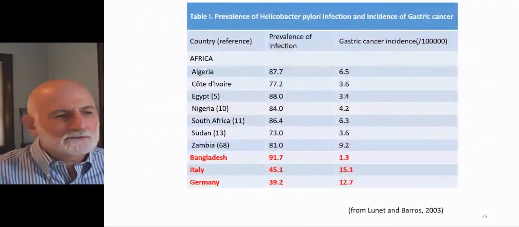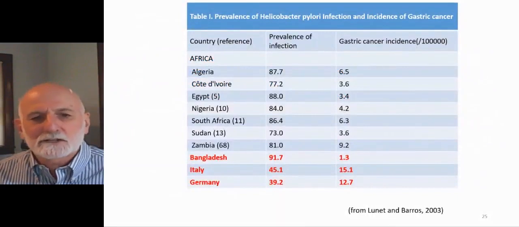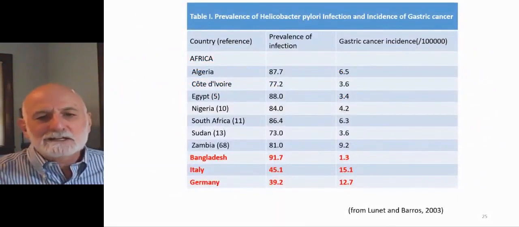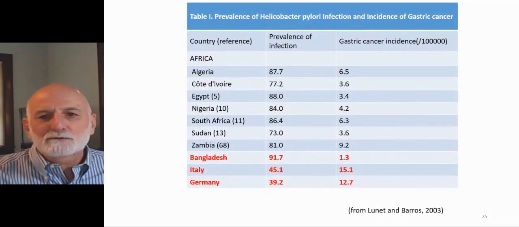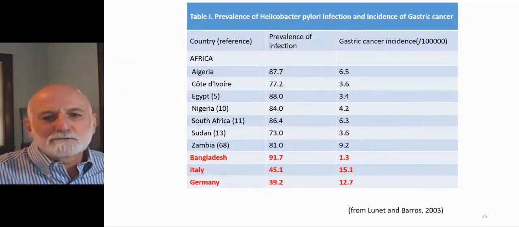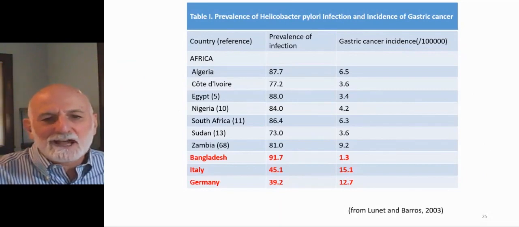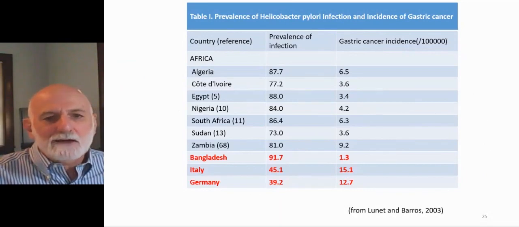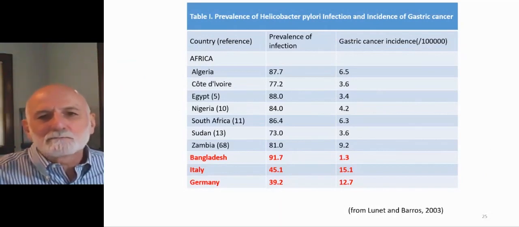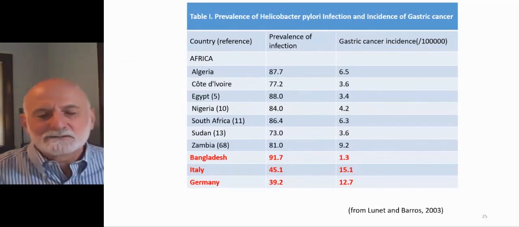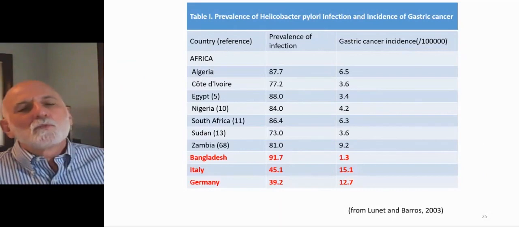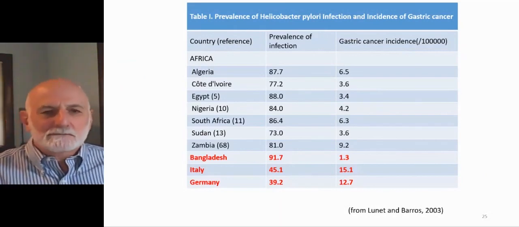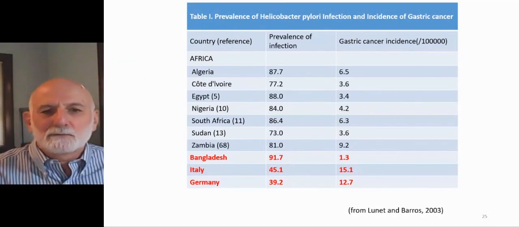And to give you an example, this is from the same paper that I just cited before, Lunet and Barros. In the populations, Bangladesh has over 90% infection rate, but only 1.3 gastric cancer incidents per 100,000. In Italy and Germany, it's less than half the infection rate, but an order of magnitude more cancer. And most of sub-Saharan Africa fits within this general realm, being somewhere in the middle of 70 to 80 to 90%, with under 10 per 100,000. So there is this kind of disconnect, which is indicative of the fact that there's been this ability of the host to tolerate the bug and the bug to tolerate the host.